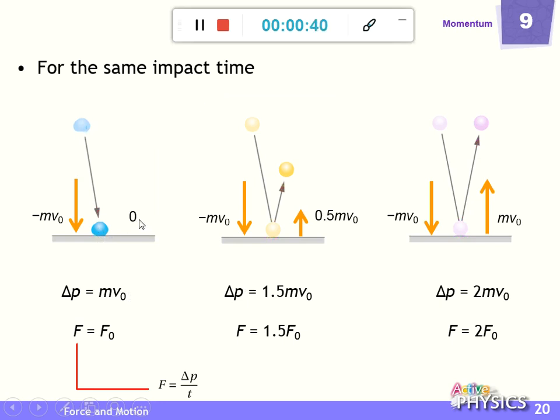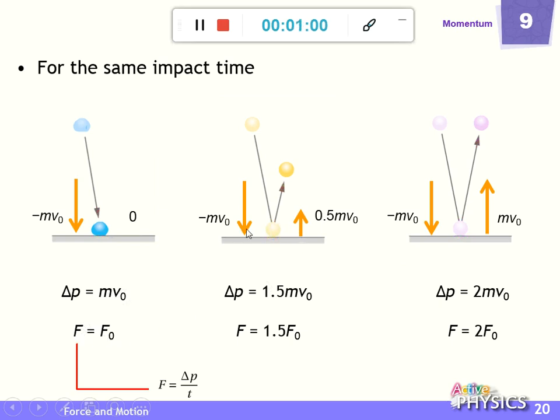Finally, this one will be 0. Then what happened? The change in momentum will be the velocity just before the impact. It means that it just touches the ground, will be like that, and finally stops here. Then the total force should be related to it.